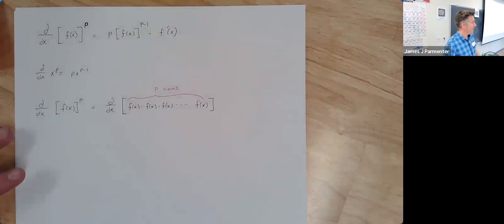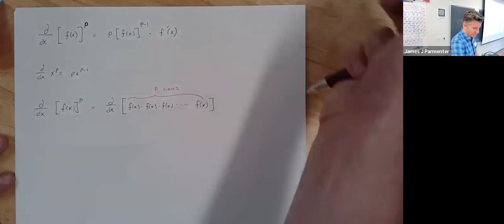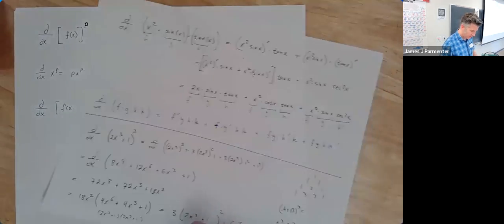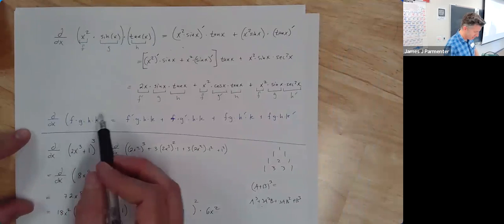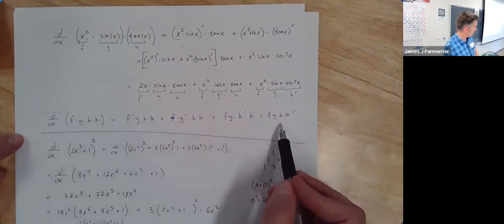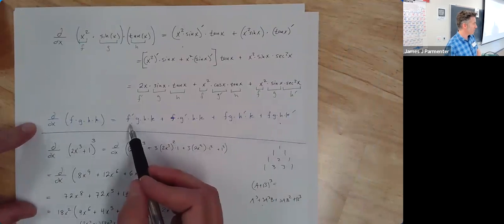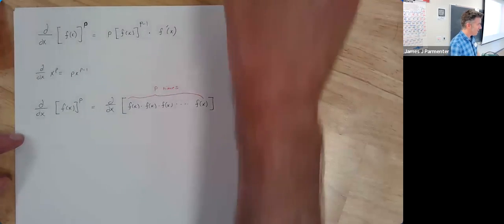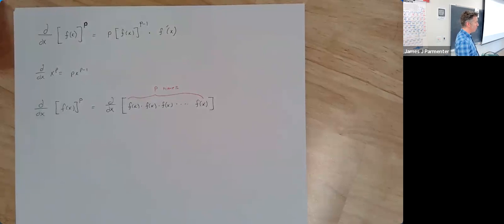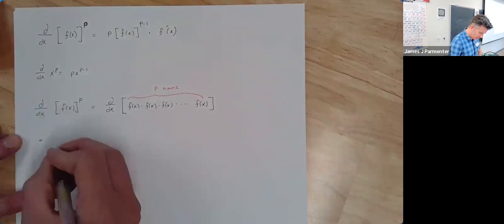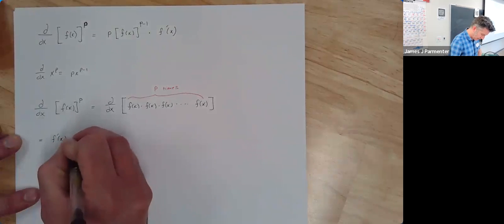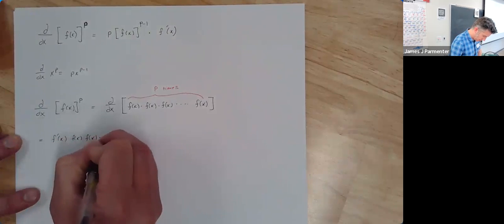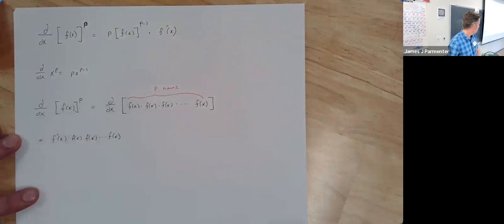And here is where that idea of the repeated product rule is going to come into play. I'm multiplying p things together. So just like before, when I was multiplying 4 things together, I got 1, 2, 3, 4 pieces, and each piece had one derivative and the rest not derivatives. So when I do this, I'm going to get p things added together. The first one is going to be f prime times f times f times all the rest of the f's. How many f's are there that are not f prime?